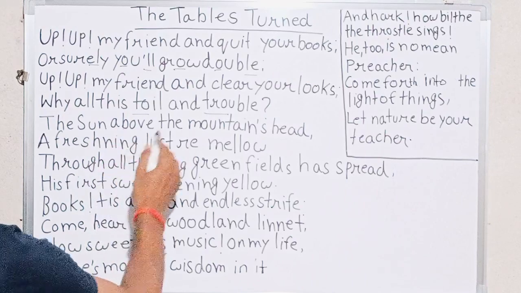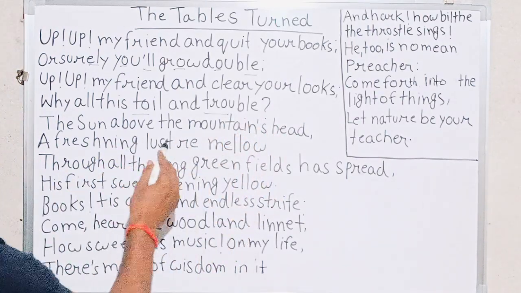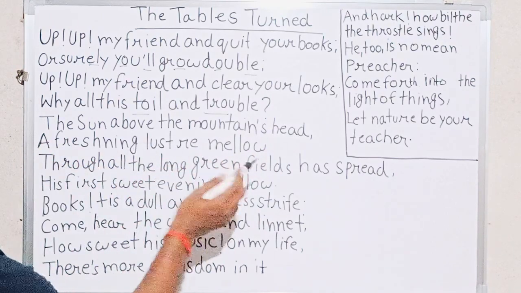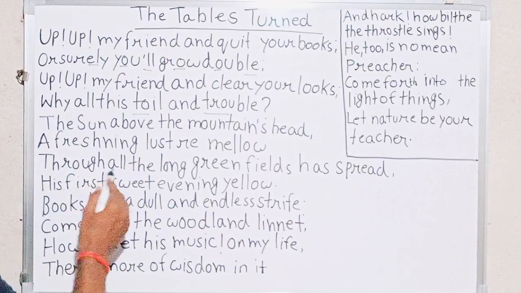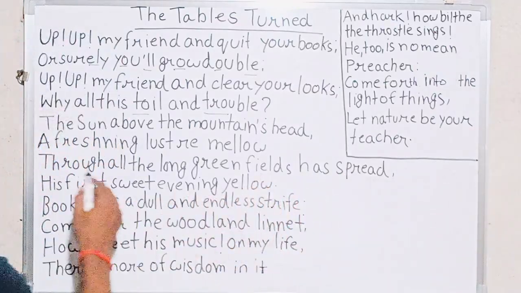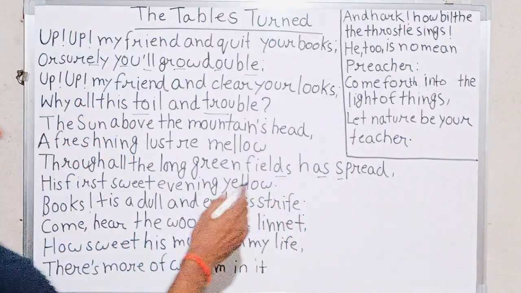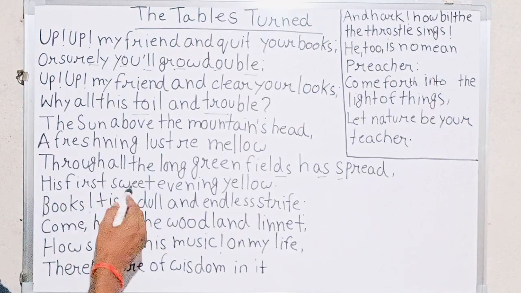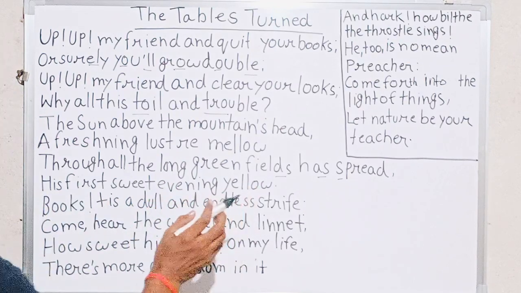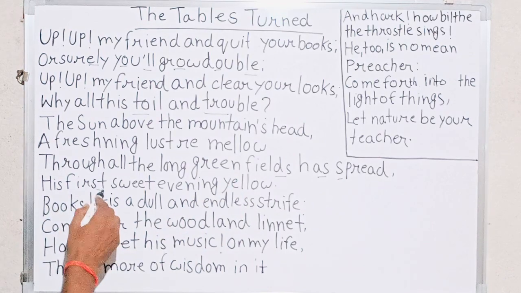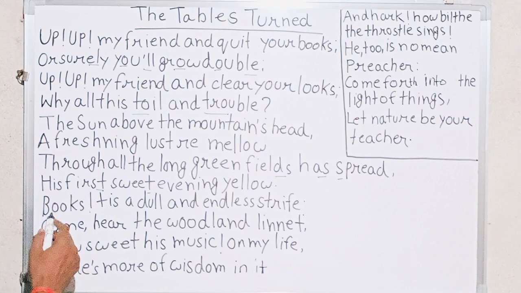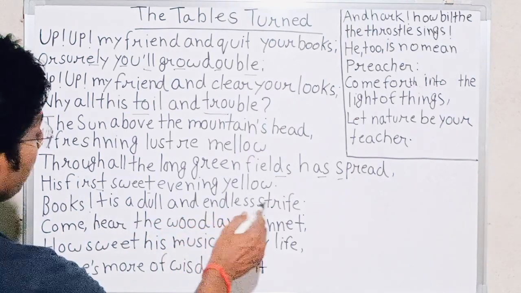The sun above the mountain's head, a freshening luster mellow. Through all the long green fields has spread, fine. See, here you can see the sound of S repeated, so again assonance is here. His first sweet evening yellow, fine. See, again you can say this: sweet, repetition of the sound, assonance. Next, books, it is dull and endless strife.